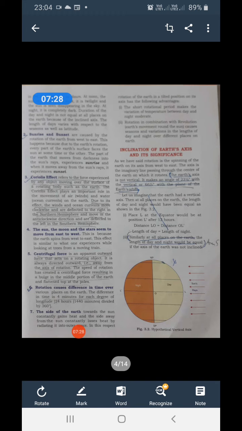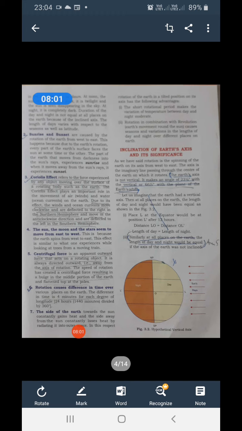Now, fifth point is the centrifugal force. Again, when the earth rotates, it creates a force, which is the centrifugal force. Now, this force, where one side is changing the direction of the winds and the ocean currents, the other side gives the shape of the earth. It is bulged at the equator and flattened at the poles.